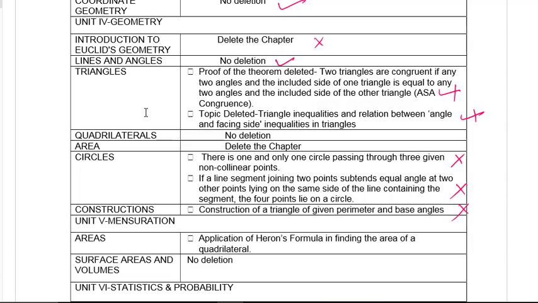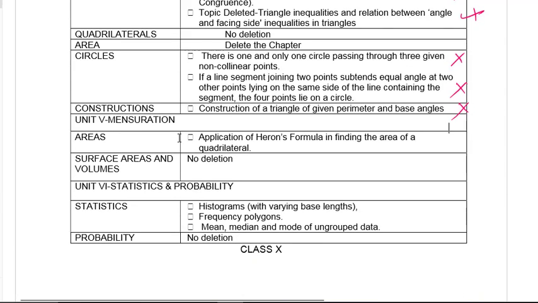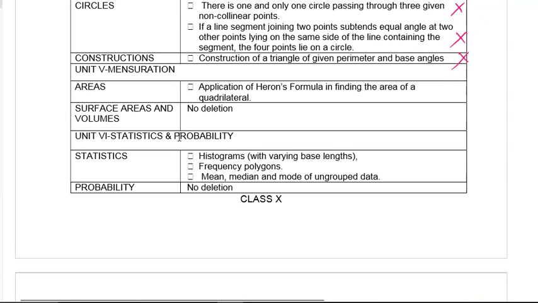Now in mensuration, areas. In this chapter, application of Heron's formula in finding the area of a quadrilateral, this topic is not there. So we have one chapter in which we have to find the area of a triangle and the area of a quadrilateral. The area of a triangle is there, but the area of a quadrilateral using Heron's formula is excluded. In surface area and volume, there is no deletion, we have to do the complete chapter.